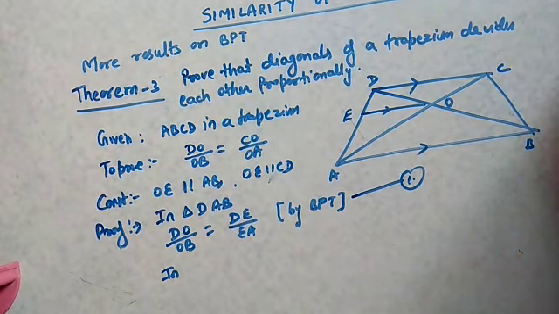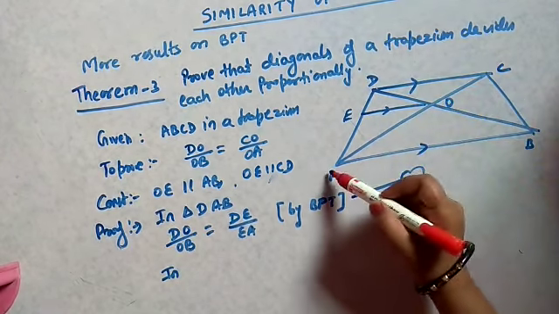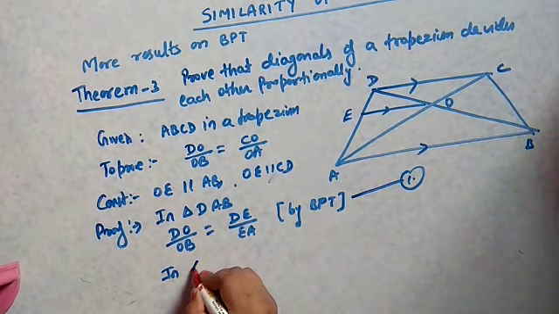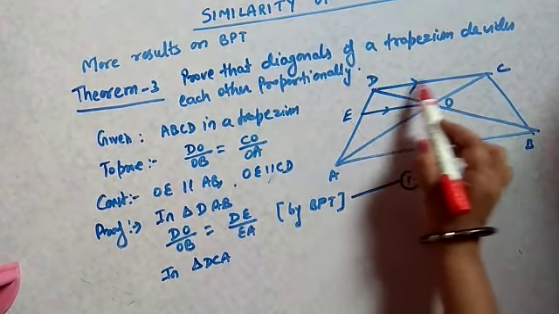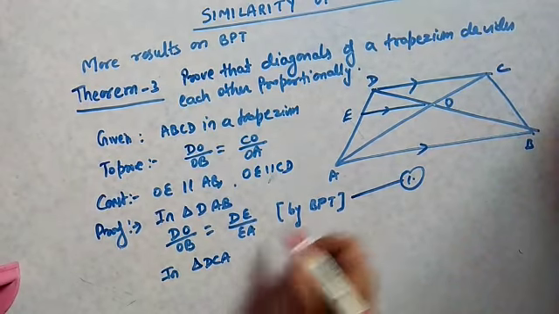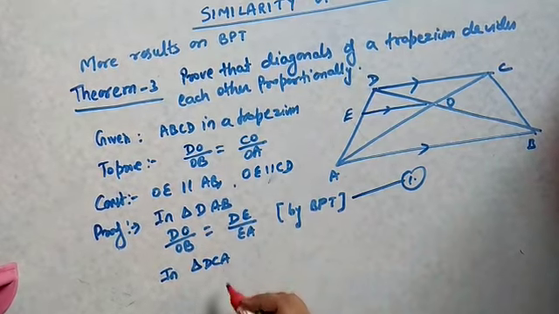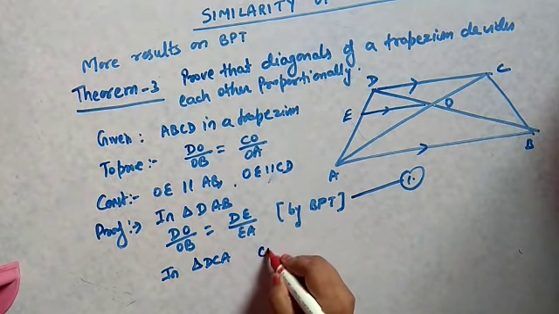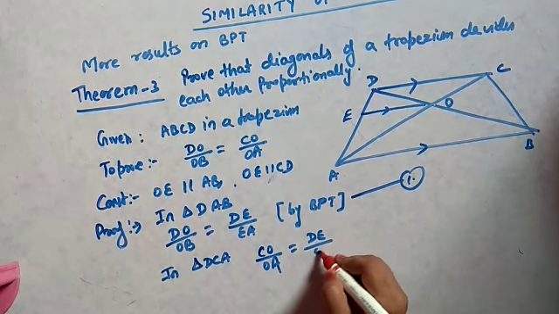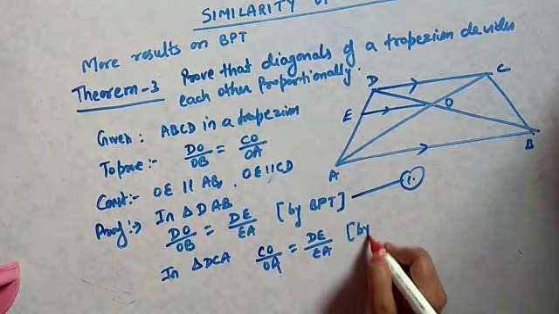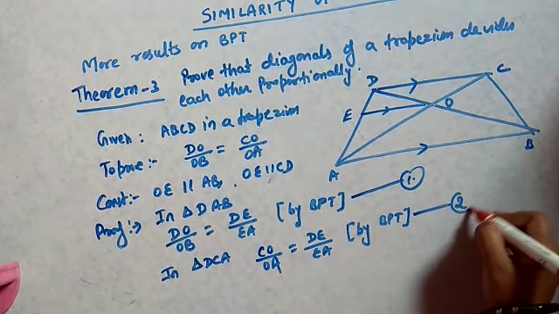Now I am taking triangle DCA. Here also EO and CD are parallel to each other. So we can write CO by OA equals DE by EA, again by BPT. This is equation 2.